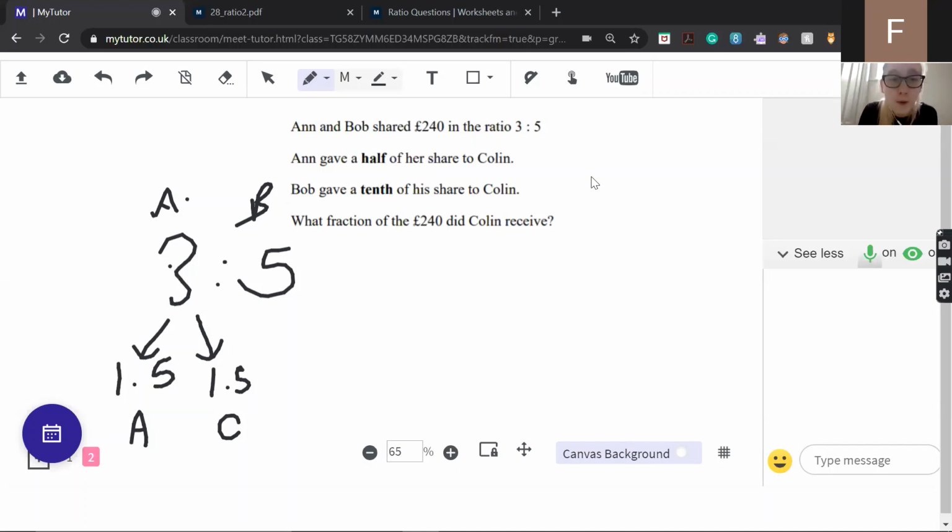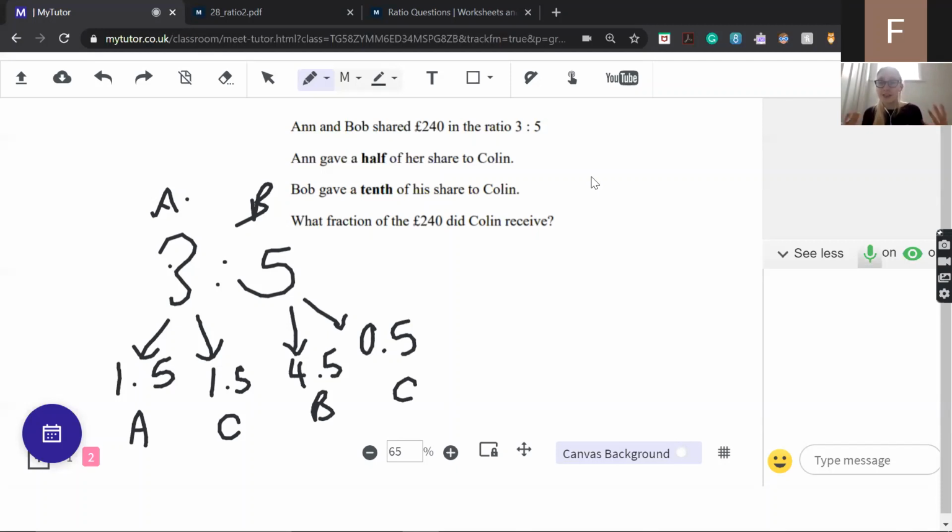And if we look at what Bob does, well, Bob has 5 chunks. Bob has 5 cupcakes, and he gives a tenth of those cupcakes to Colin. So he gives half a cupcake to Colin, right? That's a tenth of 5. So what really happens here is that Colin's getting half of a cupcake. So Bob's getting the rest. Bob still gets to keep 4.5 of his cupcakes.